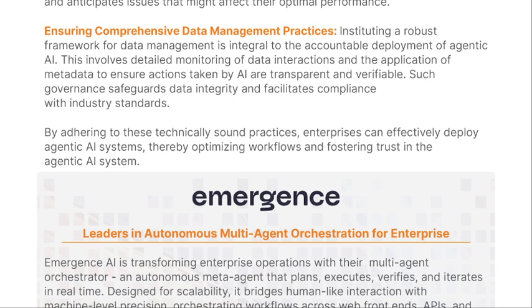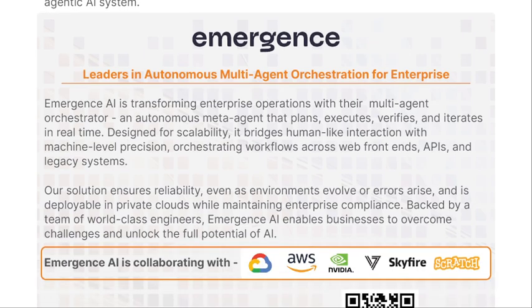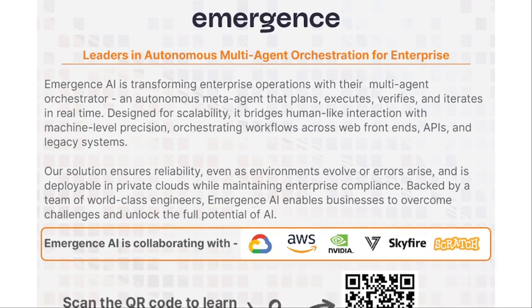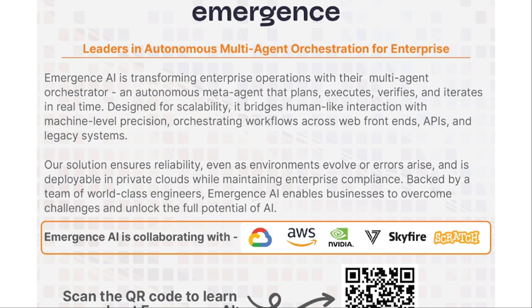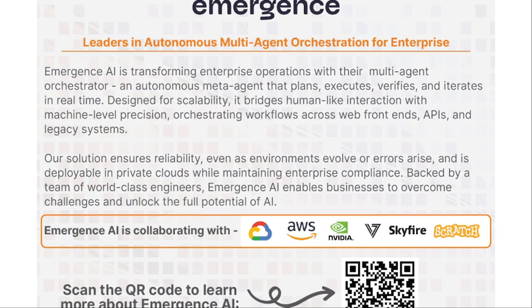By adhering to these technically sound practices, enterprises can effectively deploy agentic AI systems, thereby optimizing workflows and fostering trust in the agentic AI system. Emergence, a leader in autonomous multi-agent orchestration for the enterprise. Emergence AI is collaborating with Amazon Web Services, NVIDIA, Skyfire, Scratch. These are the leaders in autonomous multi-agent orchestration for the enterprise. Emergence AI is transforming enterprise operations with multi-agent orchestration.